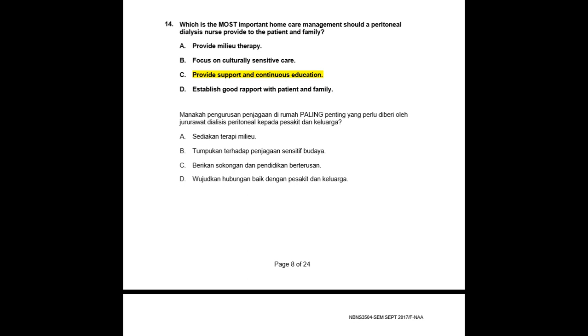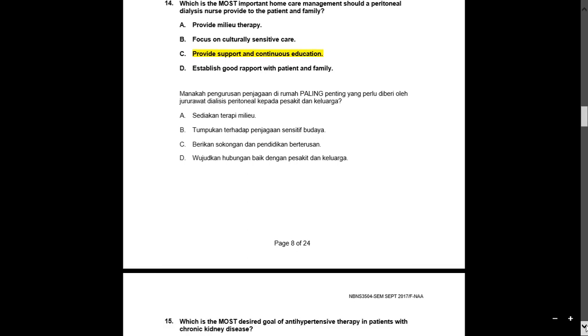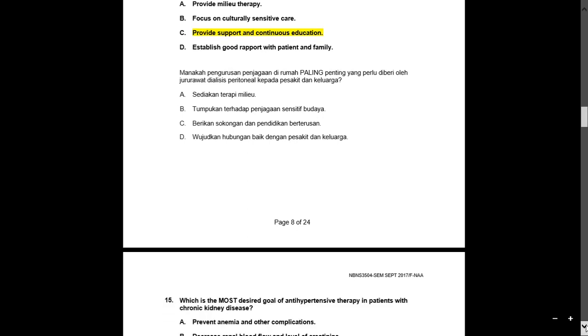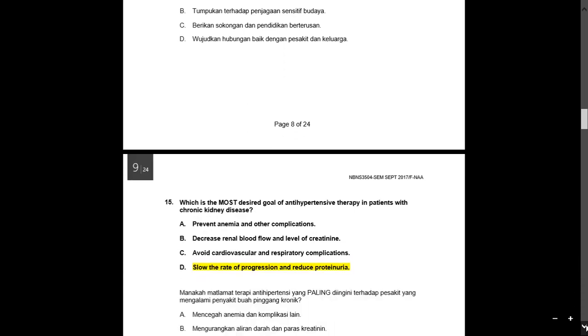But the most important thing is providing support for dialysis and education about dialysis. That's the most important. Although all these answers are true, it asks about the most important home care management. So answer is C. Provide support and continuous education.